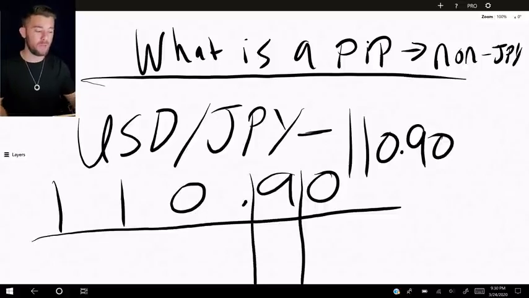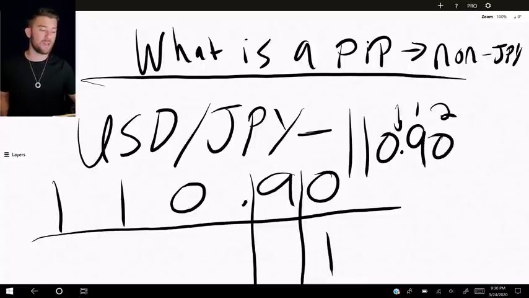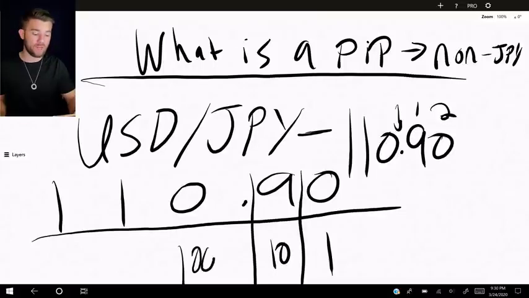Now, our 1 pip is the second decimal place. So what do we have to do? We see our decimal right there. We go 1, 2. On the second decimal place is 1 pip. So this is our ones. What does that mean for the 9 in this specific case? That means the 9 is going to be our 10s and the 0 is going to be our 100s.